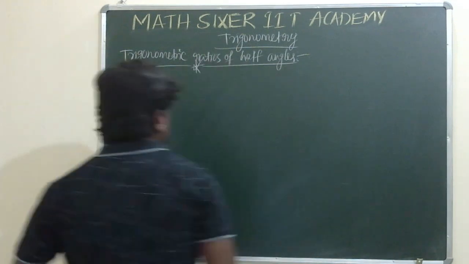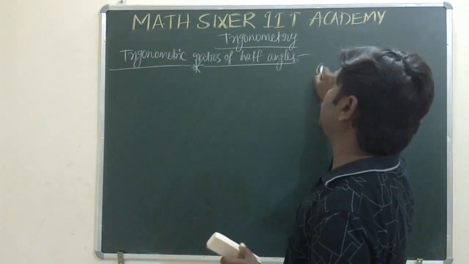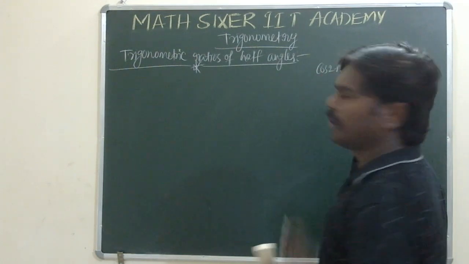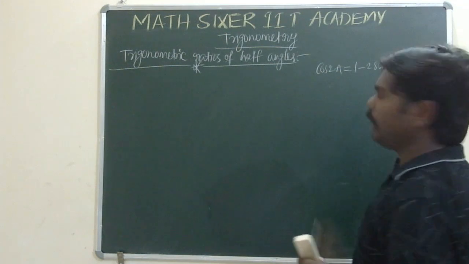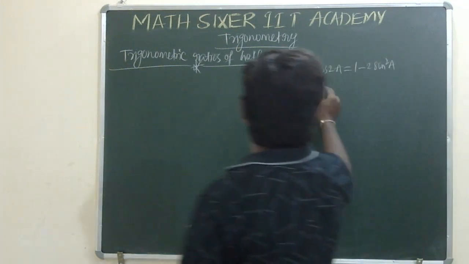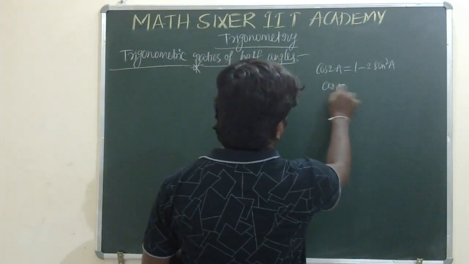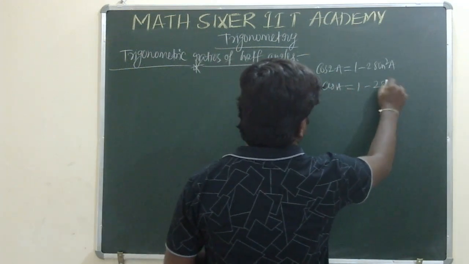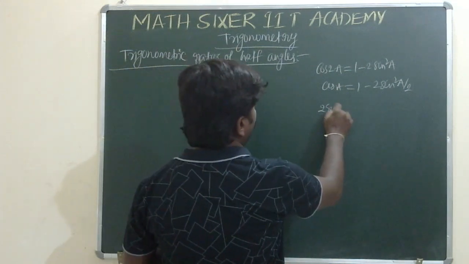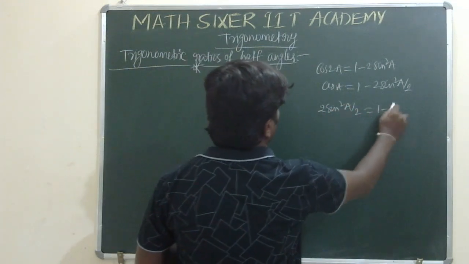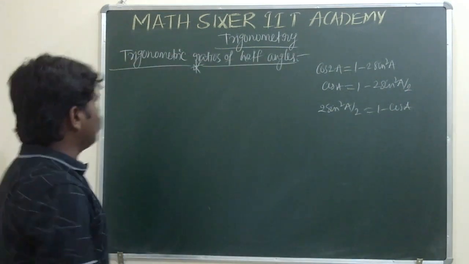In our previous classes, I already explained cos 2A, which is equal to 1 minus 2 sin square A. Now substitute 2A as A, then cos A is equal to 1 minus 2 sin square A by 2. So 2 sin square A by 2 is equal to 1 minus cos A. Now we are going to use this formula.